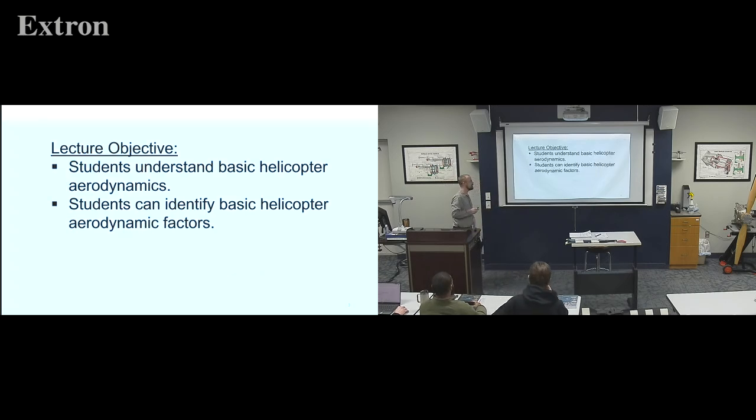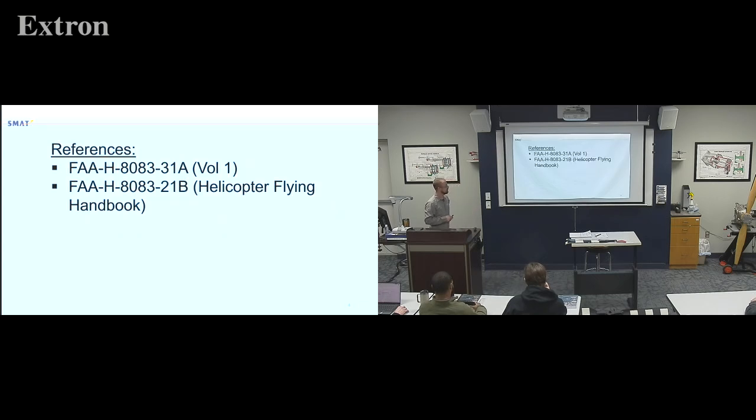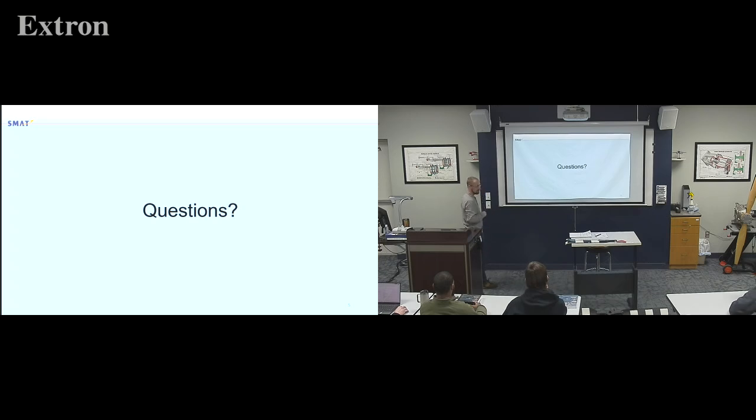The desire today is to understand basic helicopter aerodynamics. The student can understand and identify basic aerodynamic factors in relation to a helicopter. Okay, your book. Hopefully helicopters are more elaborate in your new books. Any questions so far? What we're going to be covering?